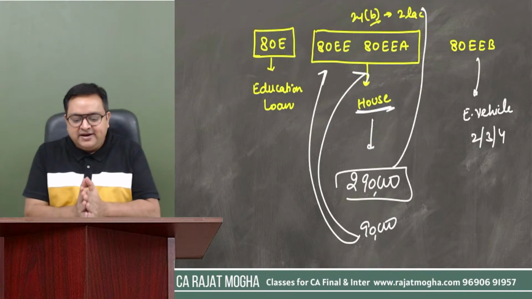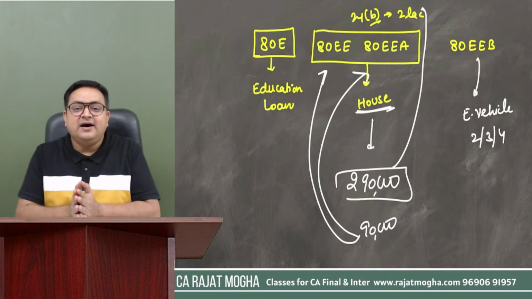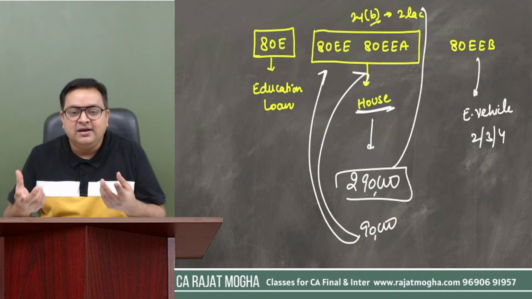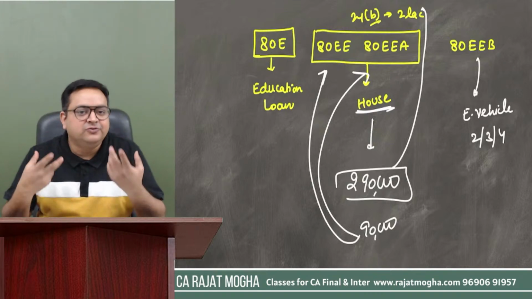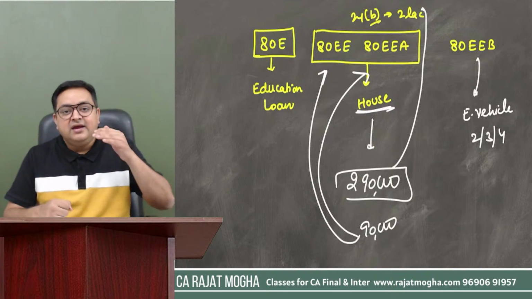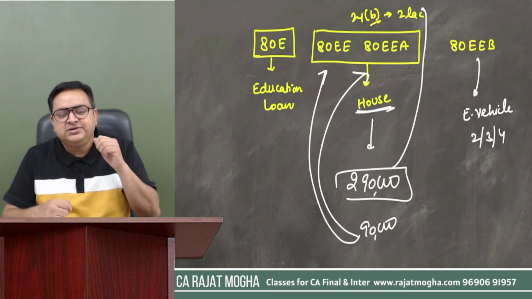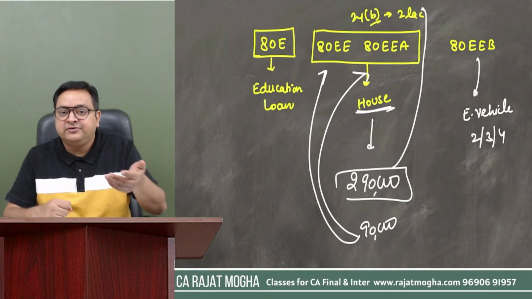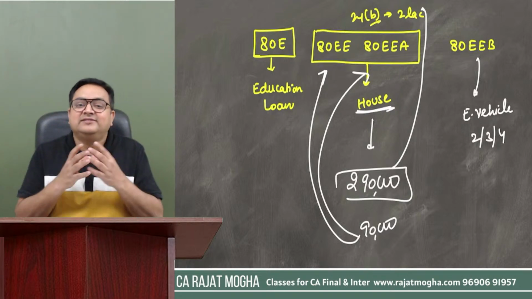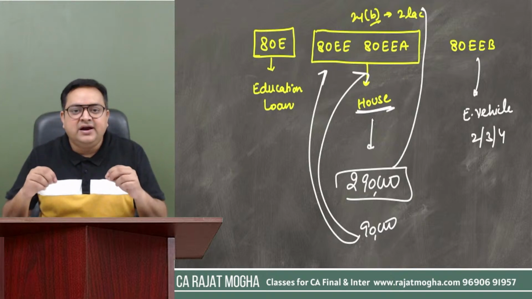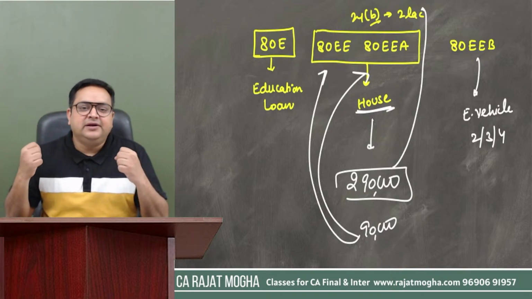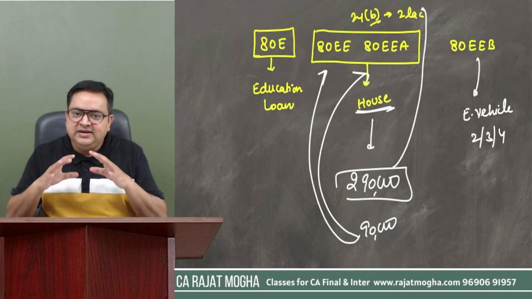So 80E is related to if the assessee has taken an education loan for education purpose, right? Let's say the assessee himself or herself is going for further education, then they can claim a deduction for interest. If their spouse or their children are going for education, or any student for whom the assessee is a legal guardian, who has taken responsibility legally that I'll spend for that particular student's education, then also 80E is available.